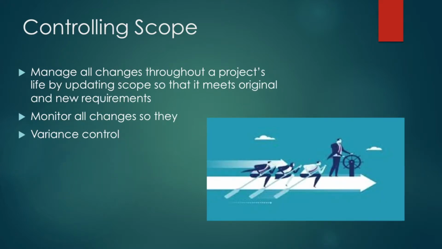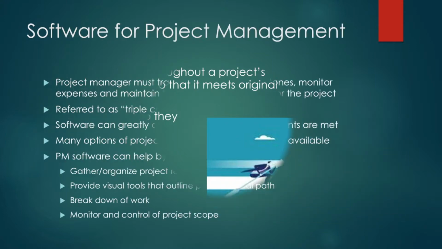Controlling scope is the final process of project scope management. This involves monitoring, managing, and handling any changes that occur to a project scope so that any and all new requirements do not affect pre-existing deliverables unintentionally.